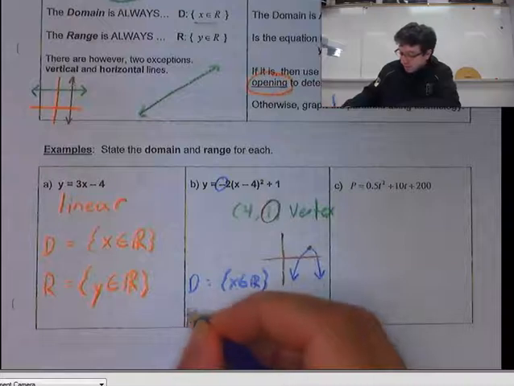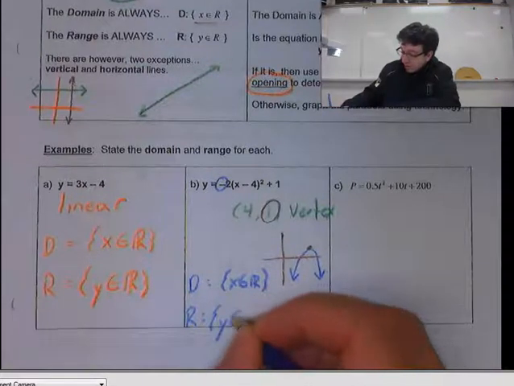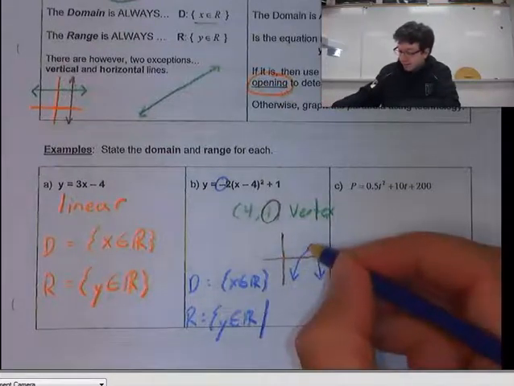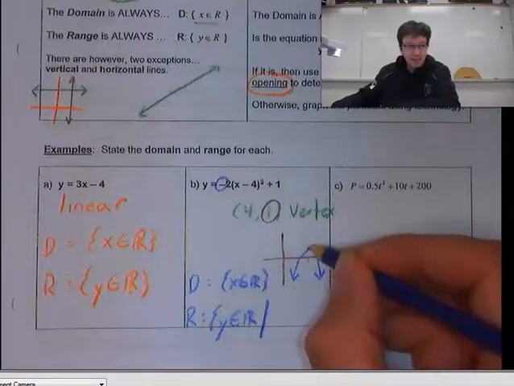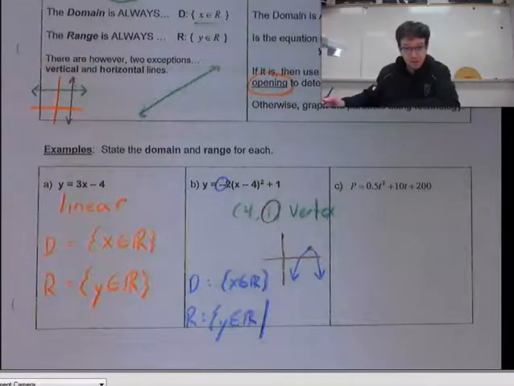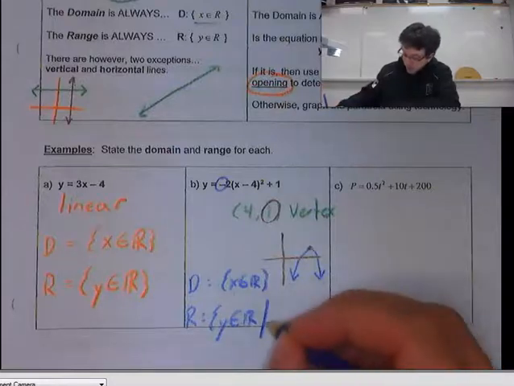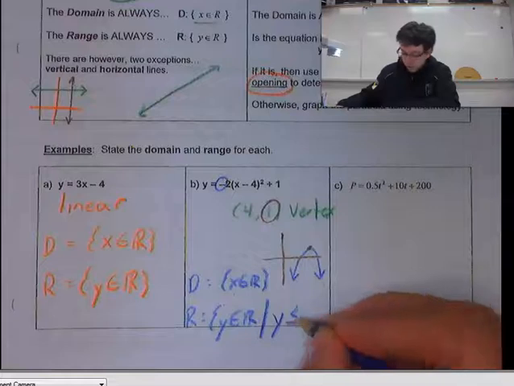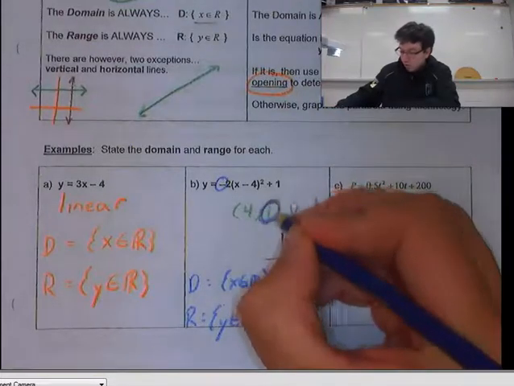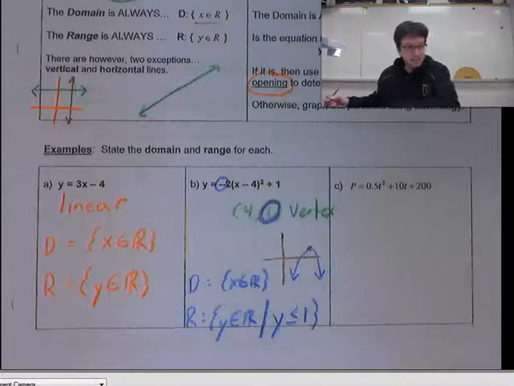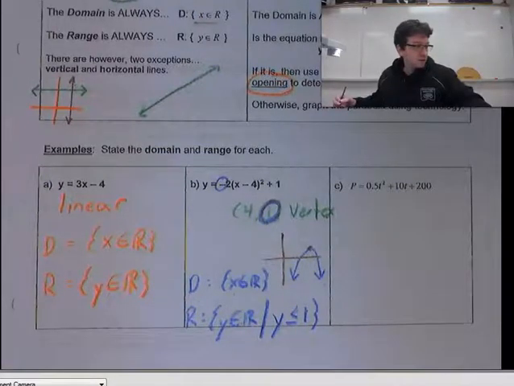Now the same is true for our range. It is all real values, but only for a certain condition. In this case, it's everything below that vertex, because it'll keep going down, but this function will never go above that point. So we say it is for all values which are less than or equal to that vertical shift, or the y-coordinate of the vertex. Does anybody have any questions with that?